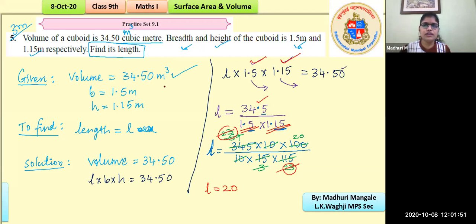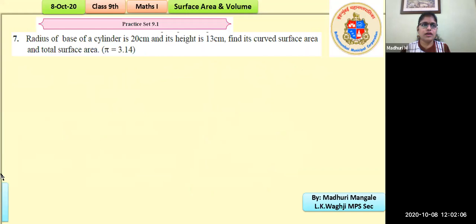What will be the unit? Of course, it has to be meters, right? So we got length equals 20 meters. Okay, students? So that was the fifth question. We move to the next question, sixth one. I have not placed sixth one over here. Why? Because that's a simple question. We are given the side in that case, and you are asked to find the volume. So that is just a one-step question, and I hope you all can try it out later.